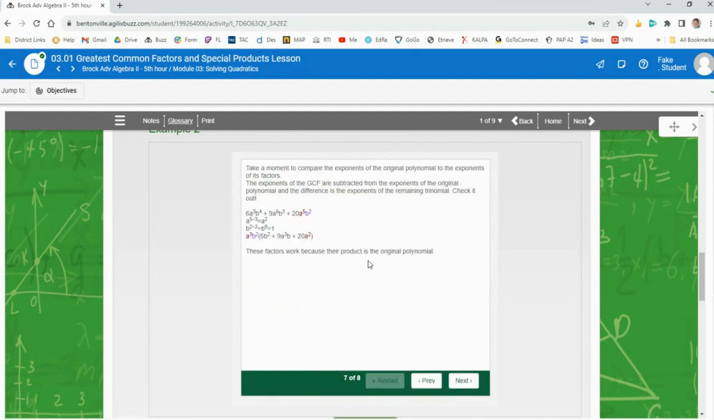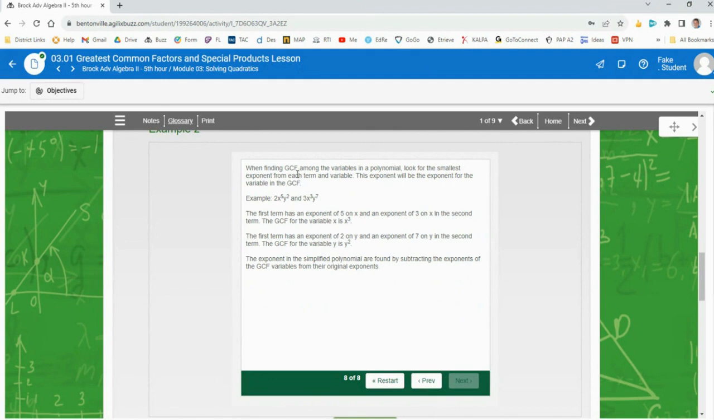So it says, let's take a moment to compare the exponents of the original polynomial to the exponents of the factors. We started out with a to the third, b to the fourth, a to the sixth, b to the third, a to the fifth, b to the sixth. Look at this last one, a to the fifth, b squared, and we pulled out a to the third, b squared. So 5 minus 3 is a squared, 2 minus 2 is 0. That's why in that last term you end up with just an a squared. There's no b's left because we took out both b squareds. That just left basically a factor of 1.